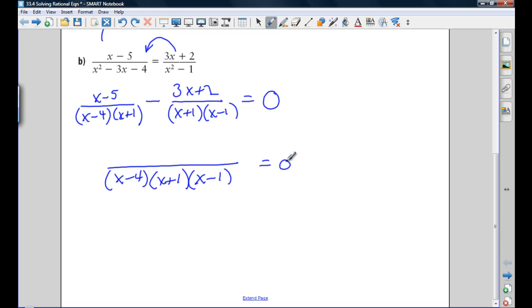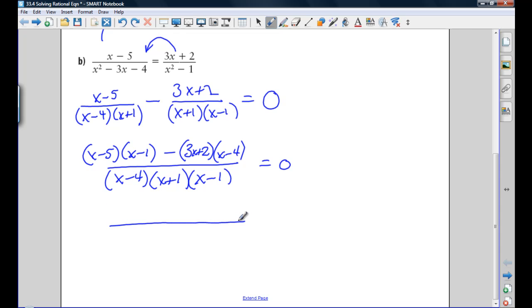And from this point, I'm going to show what I need to multiply x minus 5 by so that it has a denominator of x minus 4, x plus 1, and x minus 1. I see that I'm missing the x minus 1 component, so I need to multiply that through. And the same thing happens with 3x plus 2. I'm missing the x minus 4 from over here. It's on the bottom. So now I do have that common denominator. So it takes a little bit of practice finding these.